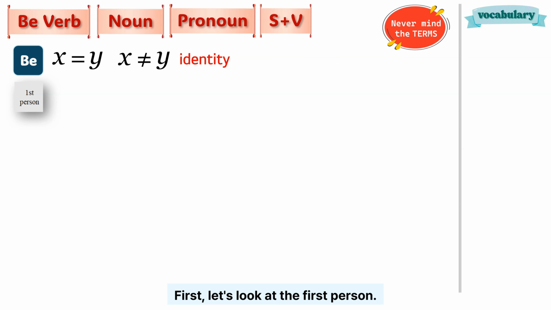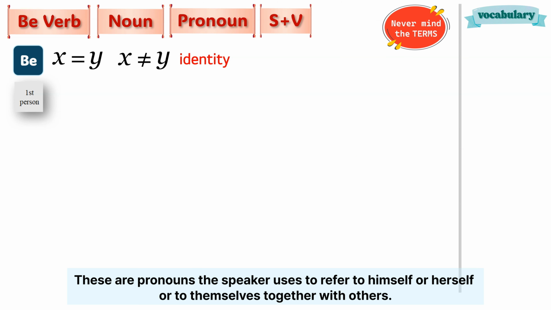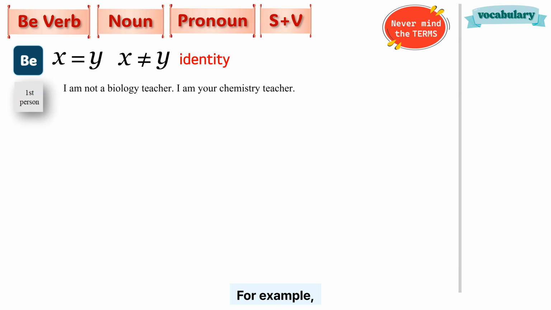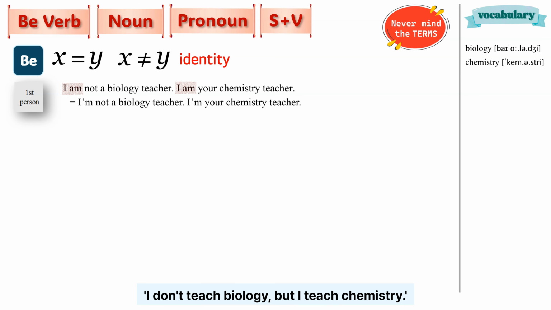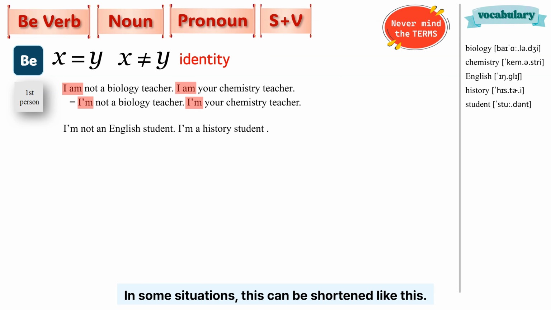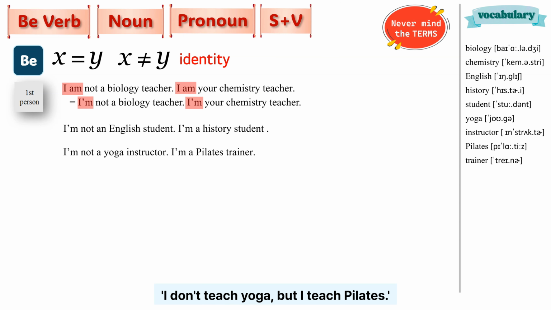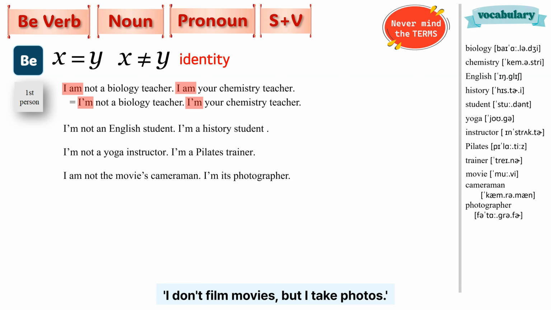First, let's look at the first person. These are pronouns the speaker uses to refer to himself or herself, or to themselves together with others. For example, I don't teach biology, but I teach chemistry. In some situations, this can be shortened like this. I'm not an English major, but I study history. I don't teach yoga, but I teach Pilates. I don't film movies, but I take photos.